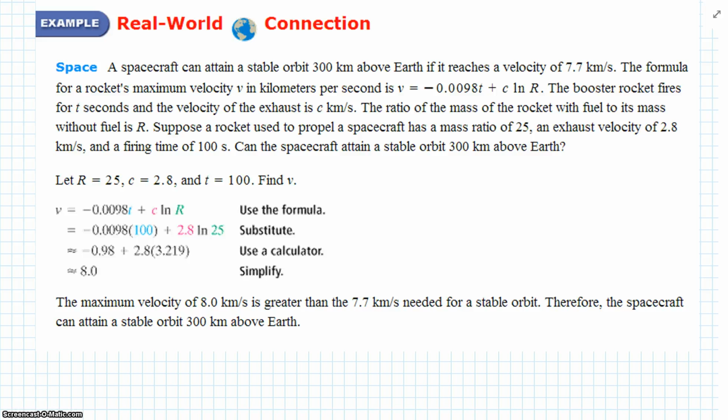Suppose the rocket is used to propel a spacecraft that has a mass ratio of 25, an exhaust velocity of 2.8, and a firing time of 100 seconds. Can the spacecraft obtain an orbit? So, first step, let r equal 25, c equal 2.8, t equal 100. So we're going to solve for velocity. When we solve for velocity, we get the velocity to be 8. Well, the maximum velocity of 8 is greater than 7.7, so the spacecraft can easily obtain an orbit of 300 kilometers.